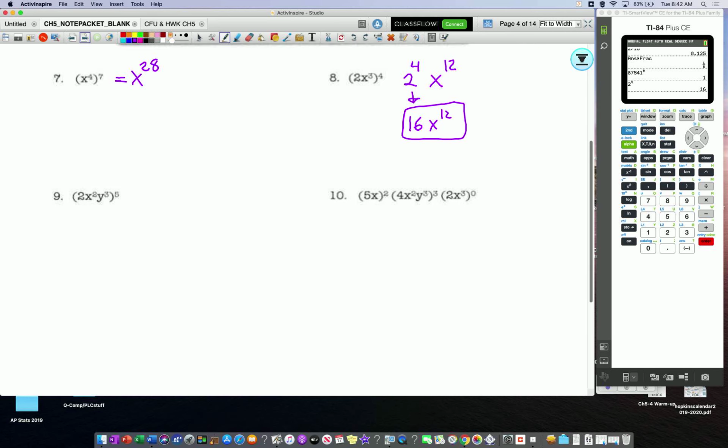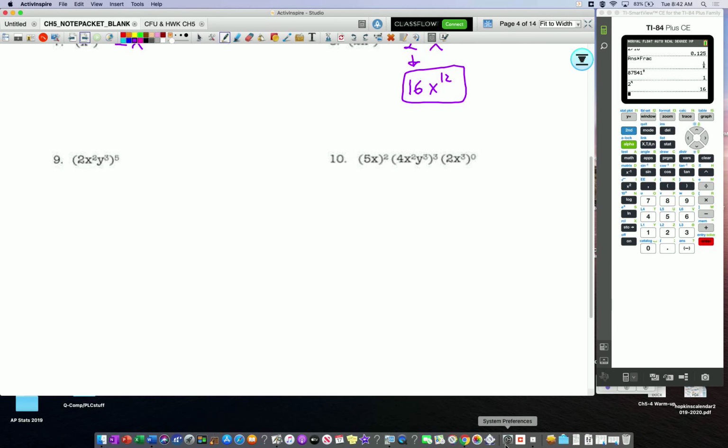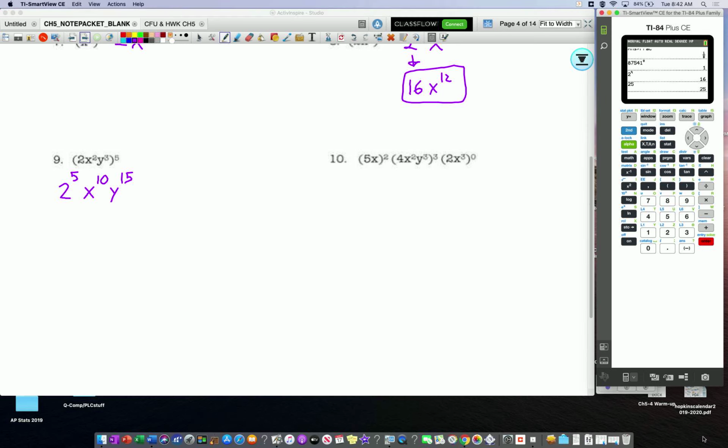All right, the next one. We're now raising a bunch to the power. So 2 to the 5th times x. 2 times 5 is 10. 3 times 5 is 15. 2 to the 5th power. If I do that on my calculator real quick here, 2 to the 5th power. Whoops, helps if it takes the exponent piece. Should be 32. So 32, x to the 10th, y to the 15th.